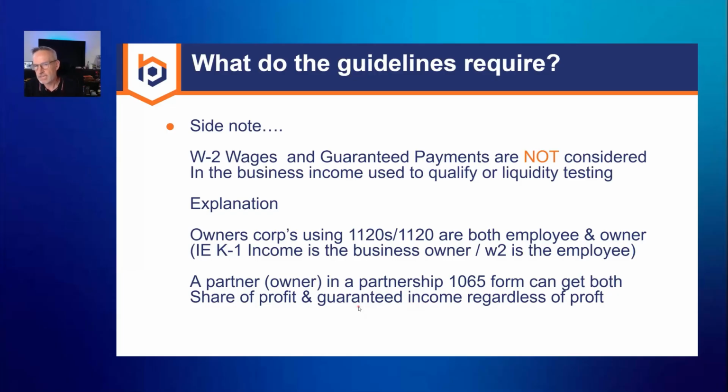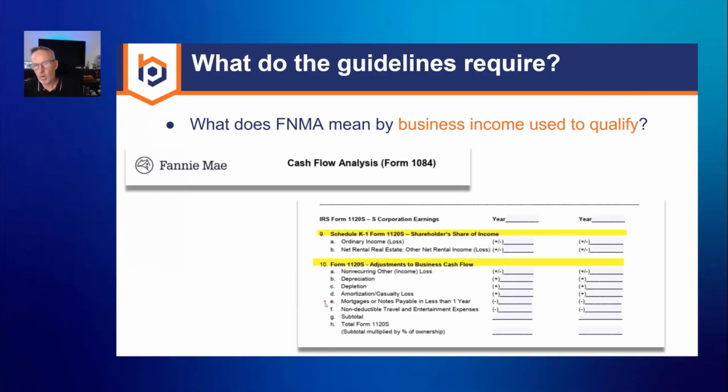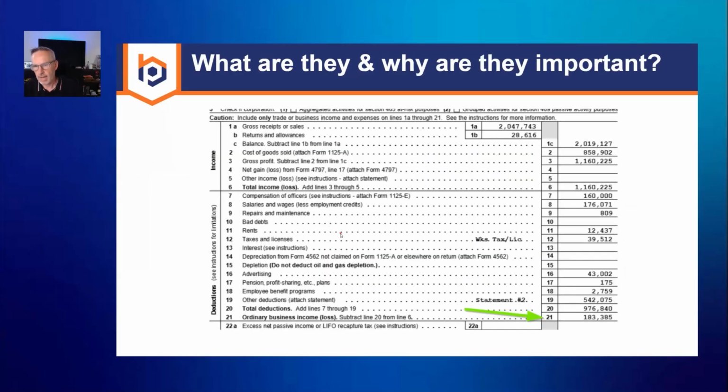So guaranteed payments and W-2s are not part of this definition of business income being used to qualify. Like I showed you, the K-1 and 1120S stuff is separate from where you see the W-2.